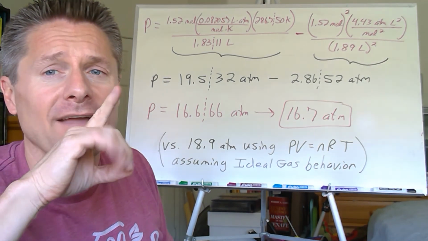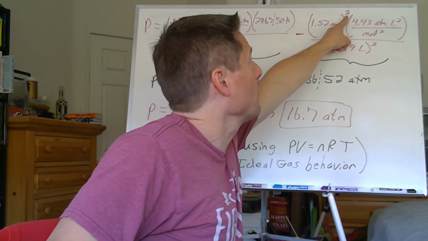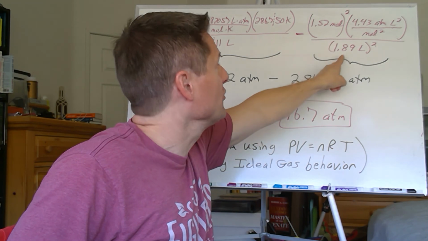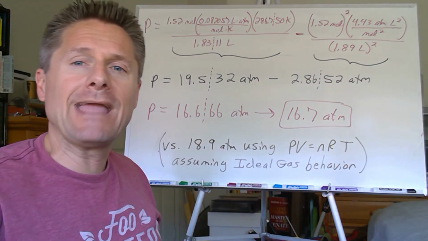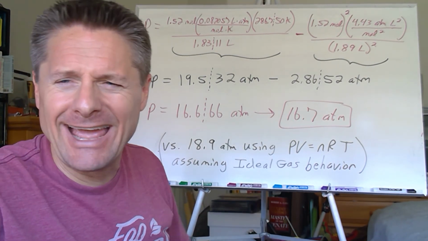The number one mistake I find people making is when you do the squared here, they forget to square the 1.52 or square the 1.89. By far one of the biggest issues I find. All right, we got it. We are done with gases. Yeah!